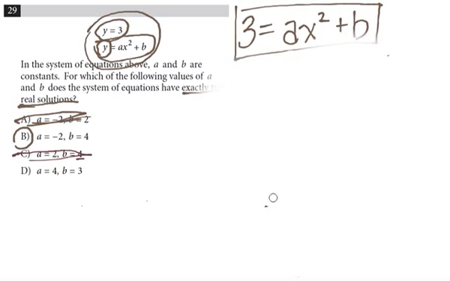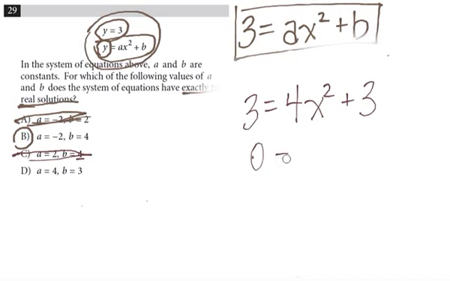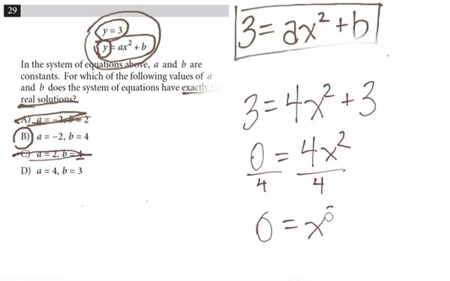Eventually I'll figure out a faster way of doing this, but it's not too terrible for right now. I'll rewrite the whole thing again: 3 equals 4x squared plus 3. Now this is actually really interesting. I subtract 3 from both sides and get 0 equals 4x squared. Divide both sides by 4 and I get 0 equals x squared. If you take the square root of both sides, you get x equals 0.